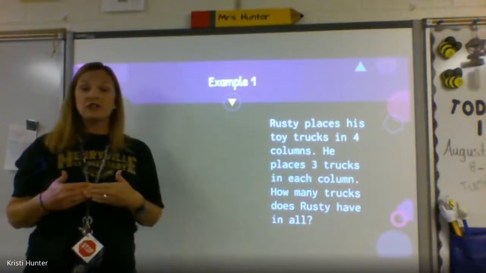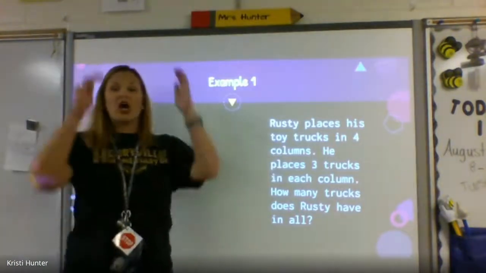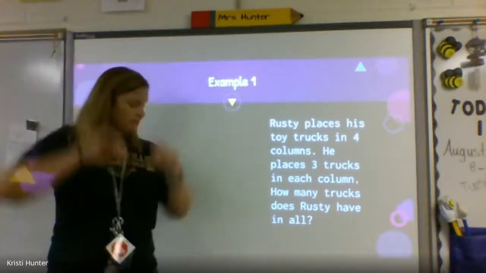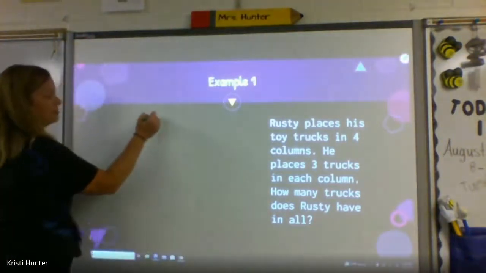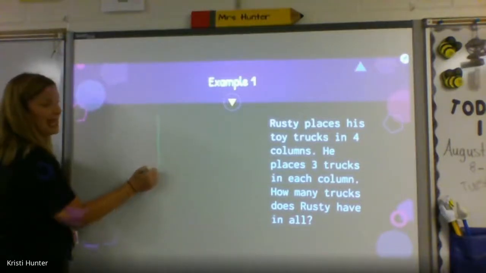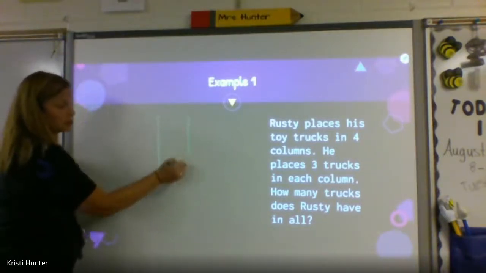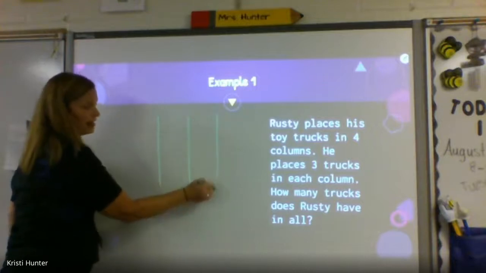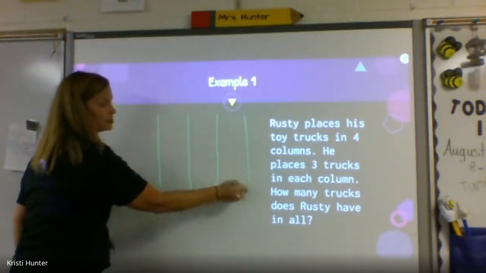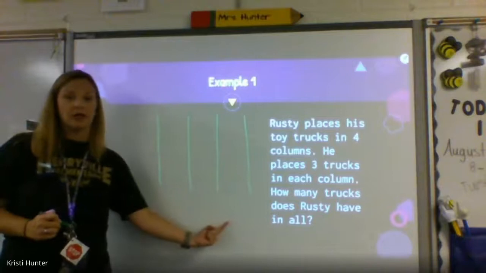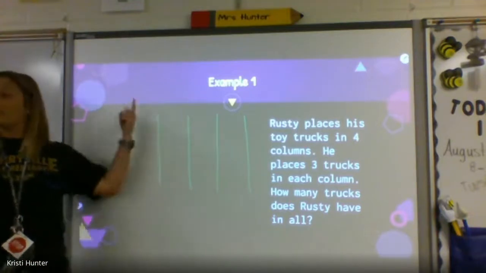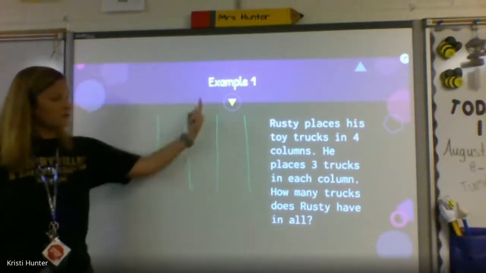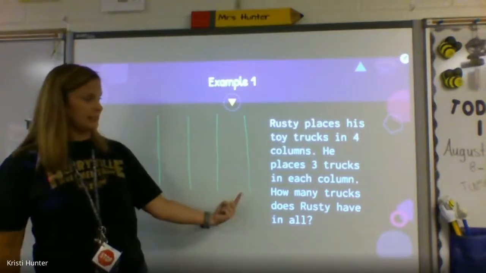So here's what I want you to do. Remember, it told us a column goes this way, right? So go ahead and grab your piece of paper, and we're going to take our columns, and because it told me that he had 4 columns, I'm just going to draw 4 lines up and down. So make sure you have your 4 columns on your paper. Okay? So we've got our 4 columns. That's what our first part of our problem told us.